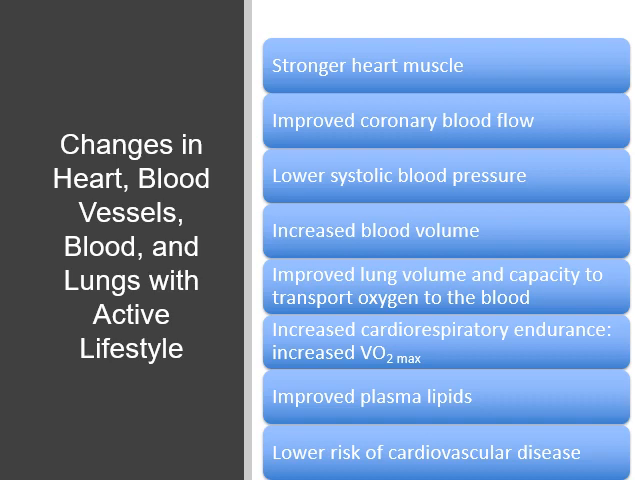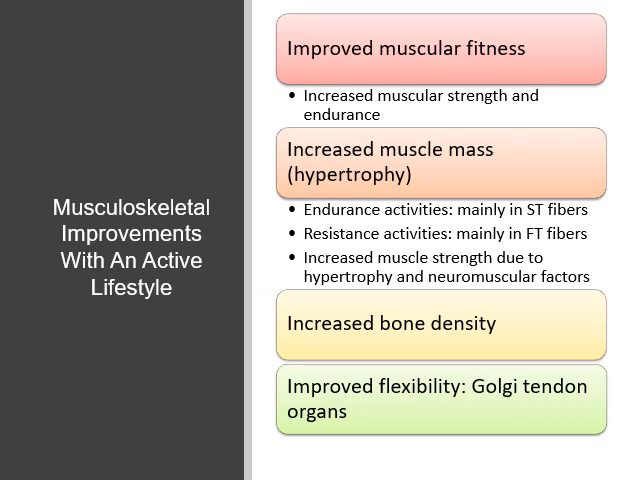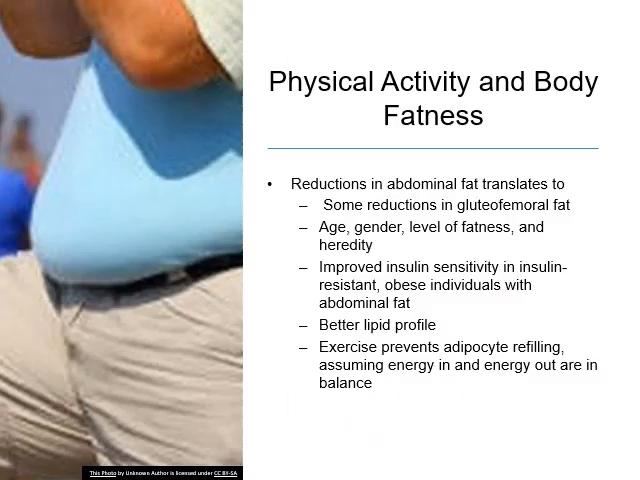Your lipid levels, your HDL and LDL, may improve, and it can lower your risk for cardiovascular disease, which is the number one cause of death. There are a number of musculoskeletal improvements that occur with a healthy lifestyle, which include hypertrophy of muscle, which is increased muscle mass, increased bone density, and improved flexibility.